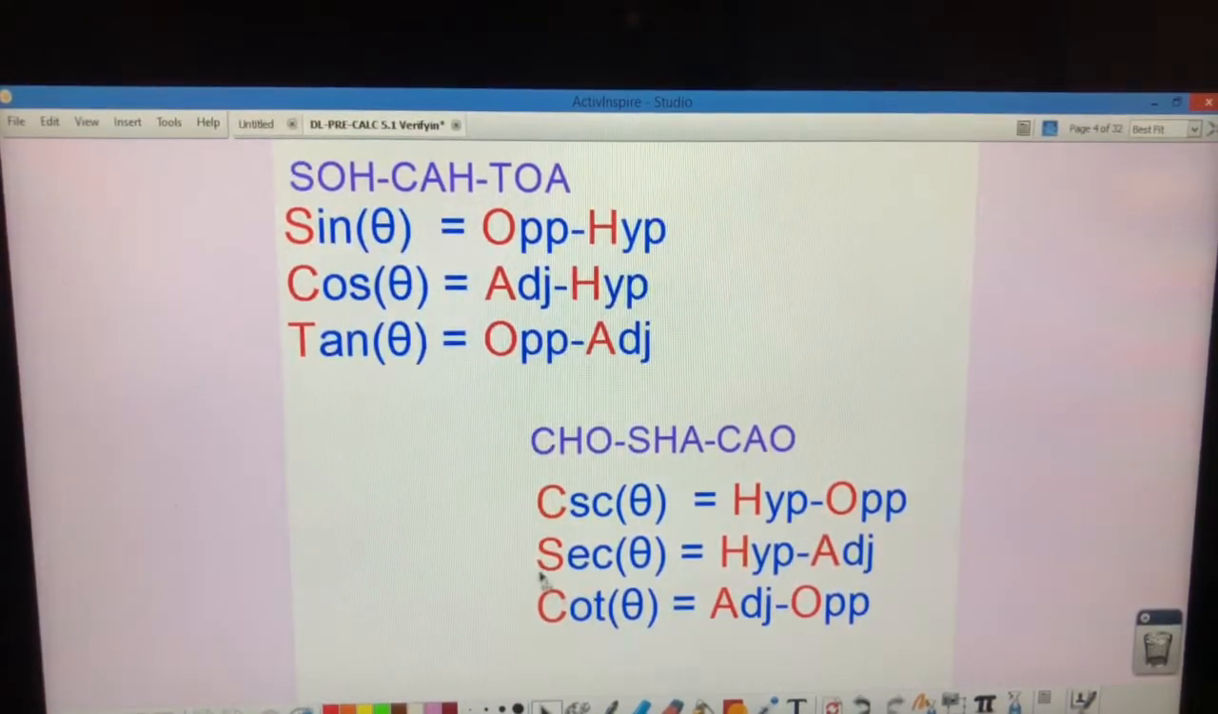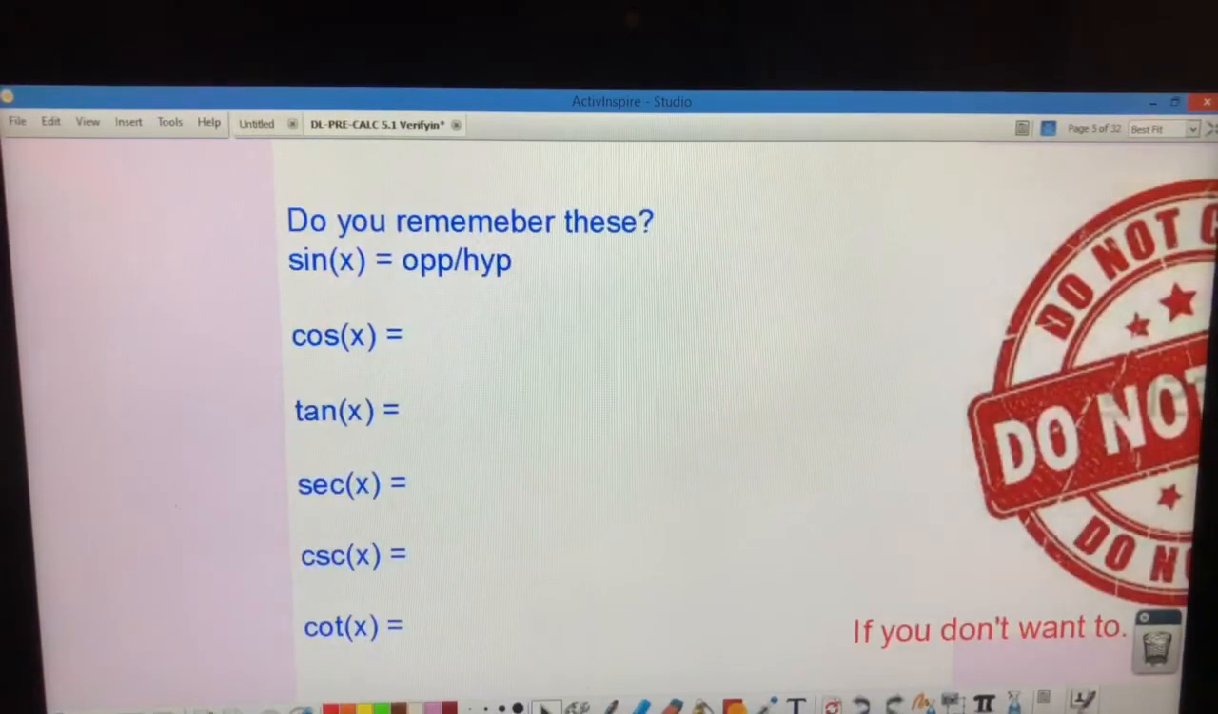No big deal. Secant is hypotenuse over adjacent. Cotangent is adjacent over opposite. There's a spelling: CHOSHACAO, SOHCAHTOA. All right. There's little things I use to teach my classes. Okay, so let's skip this one.